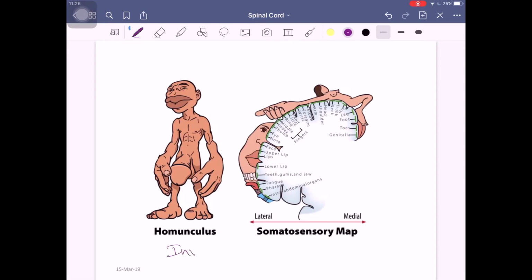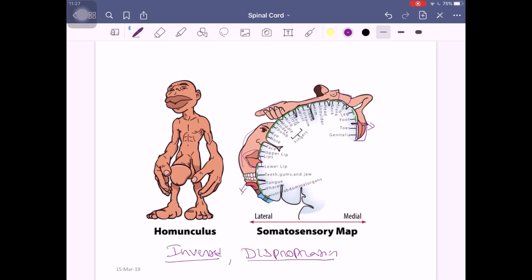In what form? One, it is inverted. You see the foot is somewhere up and the face is somewhere down. And then it is inverted, plus it is disproportionate. What do I mean by disproportionate? You see the trunk is so big, but such a small area of representation is there for the trunk. But you see the vagina has got a big representation because of its sexual arousal. And you can see lips also got bigger. Face also got bigger. But you see your arm or your head, again thumb.